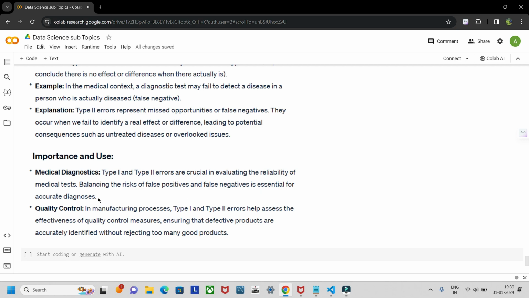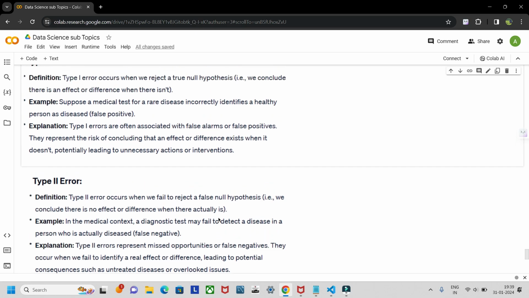Next is quality control. In the manufacturing process, type 1 and type 2 errors help assess the effectiveness of quality control measures, ensuring that defective products are accurately identified without rejecting too many good products. In quality control, too many good products need not be rejected, so you can use false positive and false negative rates here.